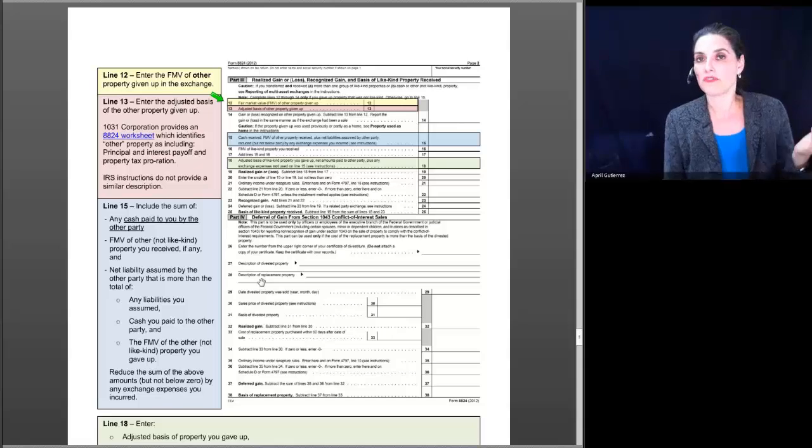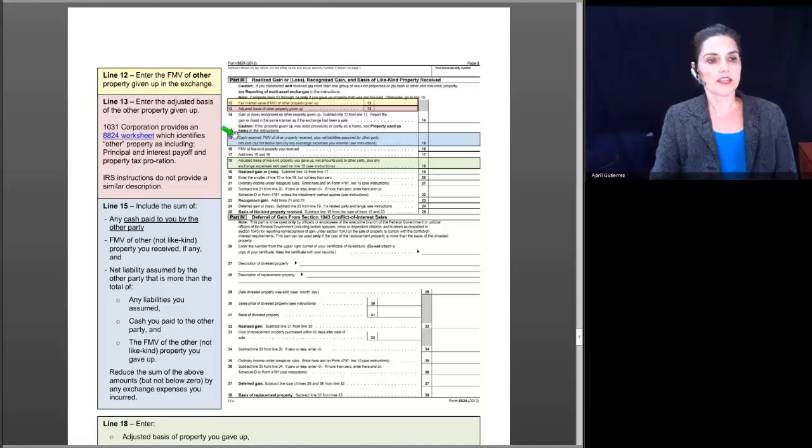And I don't have the worksheet filled out anywhere in our class today. I'm just kind of telling you the link to it. But I do a similar concept for you in the illustration that I'll have coming up in just a minute. But at any rate, on line 12, you enter the fair market value of other property given up in the exchange. On line 13, you enter the adjusted basis of the other property given up.